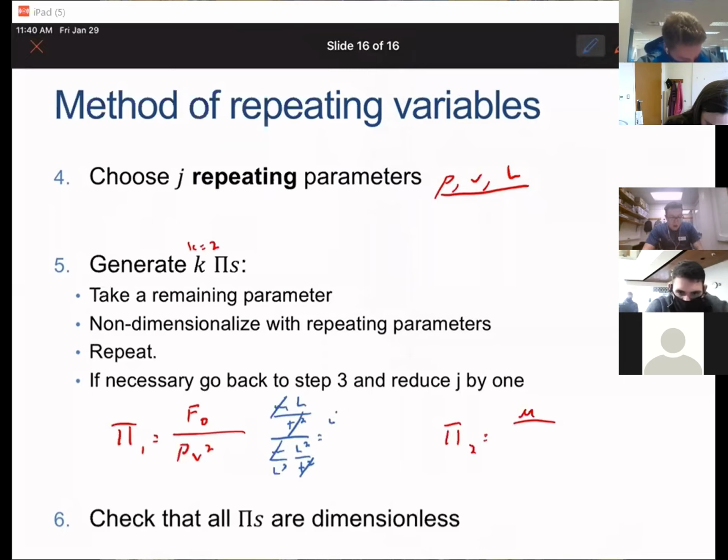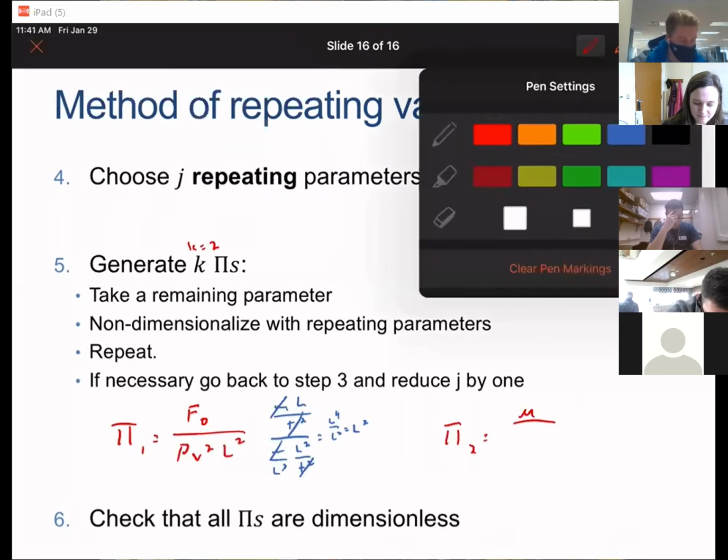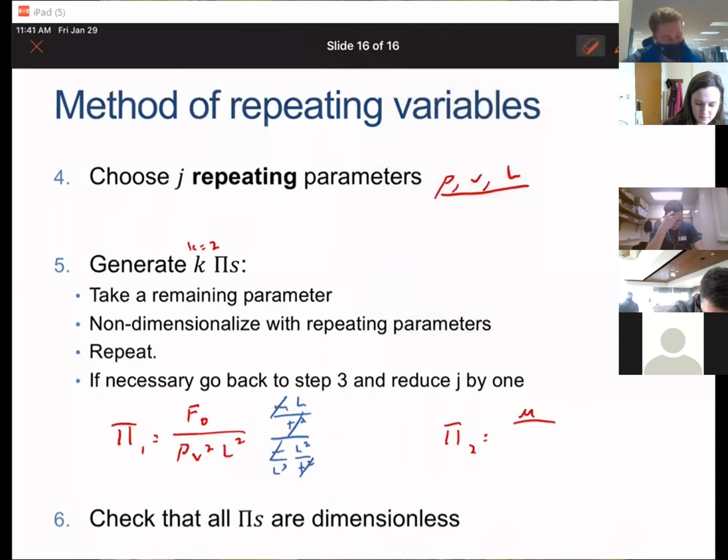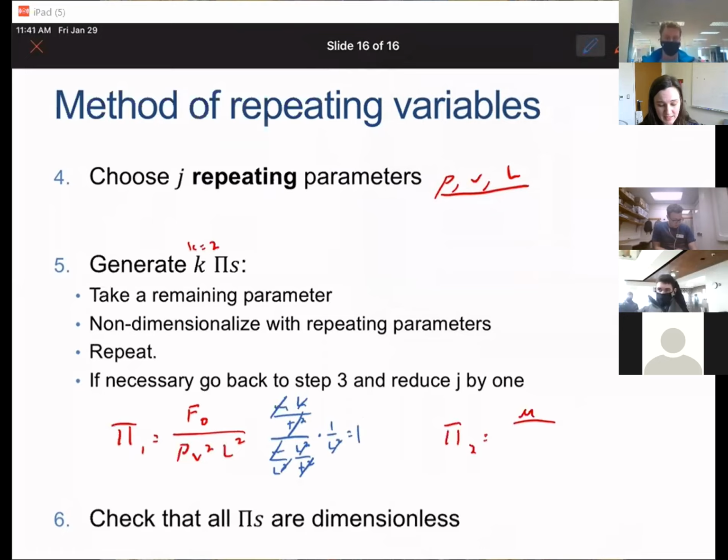Okay, and so now if I put this all together, length to the 4th over length squared becomes length squared. So now I just have to get rid of a length squared. How do I do that? Divide by length squared. Just going to say times 1 over length squared. Okay, all right, so I've done that.